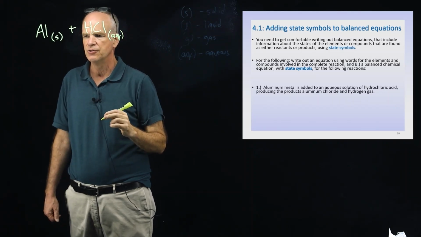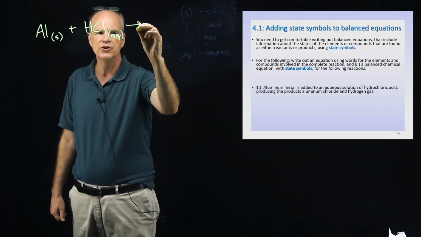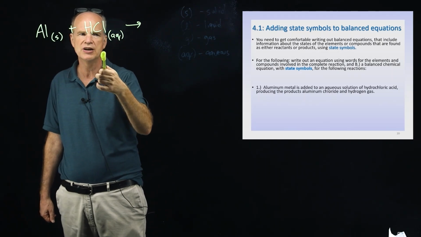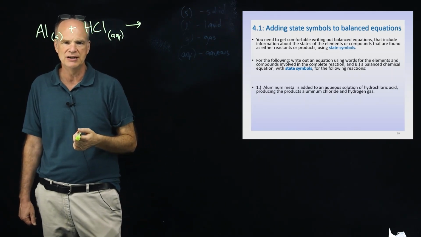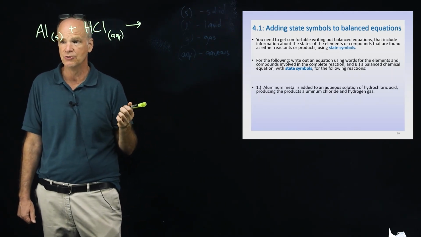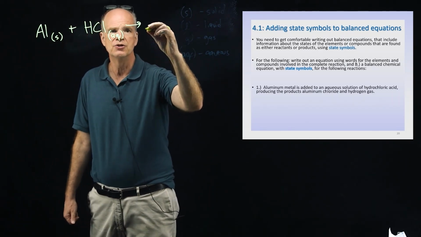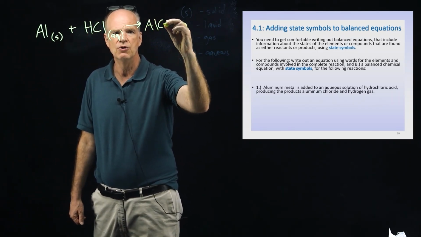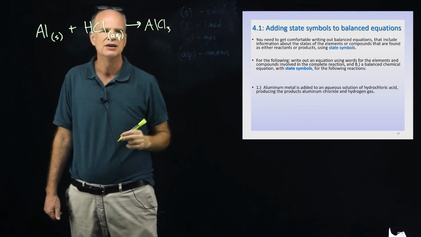So we have these two materials. One is an element, aluminum, and one is a compound. Apparently, they're going to form products, so let's see what those are. One product is aluminum chloride.